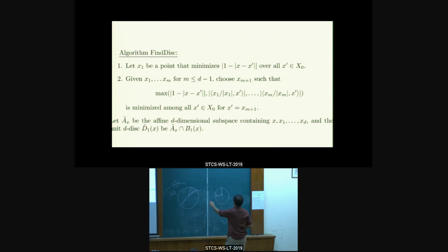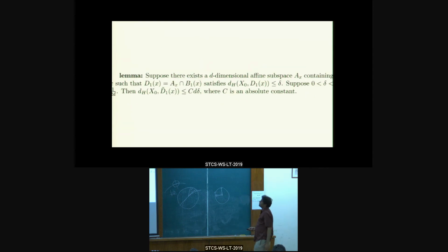So this is saying that these lengths are close to 1, and then the angle is given by the inner product. This is the lemma which says that the Hausdorff distance between the disk you get via this algorithm and the intersection of the ball with the manifold is actually close to 0. It's less than d delta.